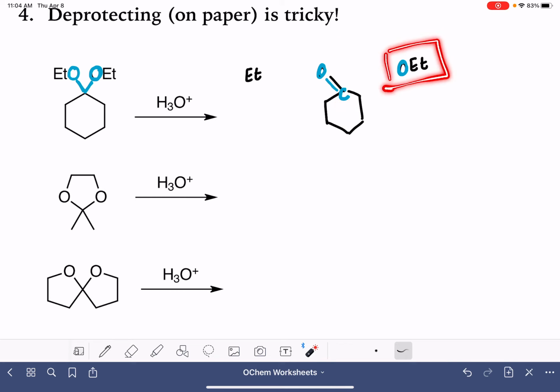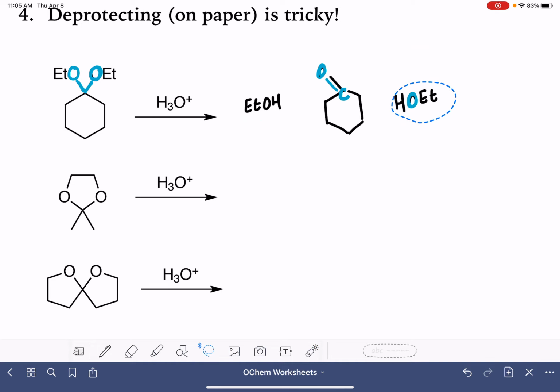The other 2 fragments that we've made here, these are coming from the 2 alcohols that are used to form the acetal. And what we need to do is just add a hydrogen to one and an OH to the other to give us the formulas of the 2 alcohols that are produced in this deprotection reaction. So there are 3 products, 2 ethanols, and then this cyclohexanone.